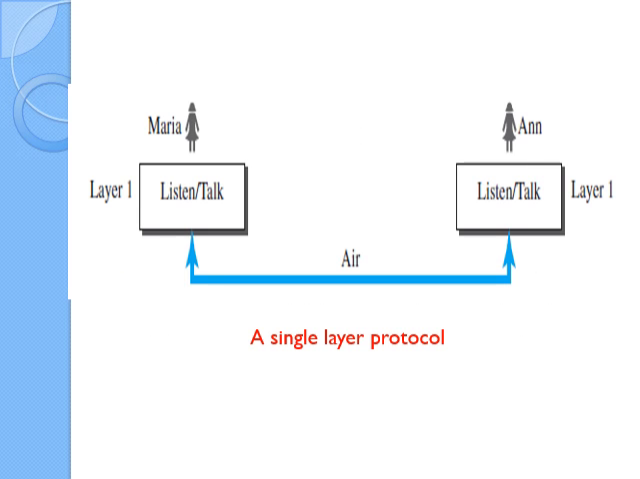In this diagram, we can see two people, Maria and Anne, trying to communicate. They listen and talk at the same time and they use air as a medium of communication. This is a very simple form of communication and they use only one layer to communicate. So we need only a single layer protocol in this scenario.